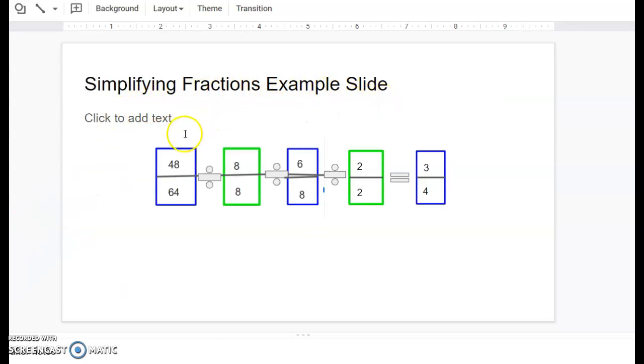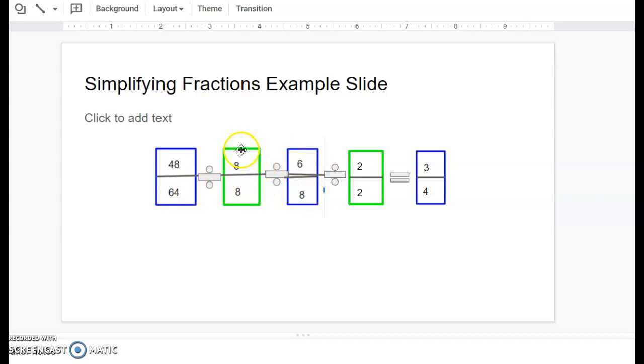Simplifying fractions example slide. This is just one example of how you can use the giant 1 to help you simplify your fractions. I took 48 over 64, and I want to write that in its simplest form. I know that 8 goes into both 48 and 64, so I use the giant 1, but instead of multiplying, I'm going to divide. 48 divided by 8 is 6, and 64 divided by 8 is 8.